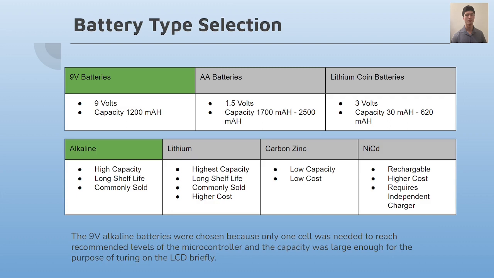The 9-volt size was chosen because the battery in the project will run at recommended levels for the microcontroller. The 9-volt battery size only needs one cell to reach recommended levels, as opposed to needing multiple cells if other battery sizes were chosen, making the project design simpler and cleaner with the 9-volt size.